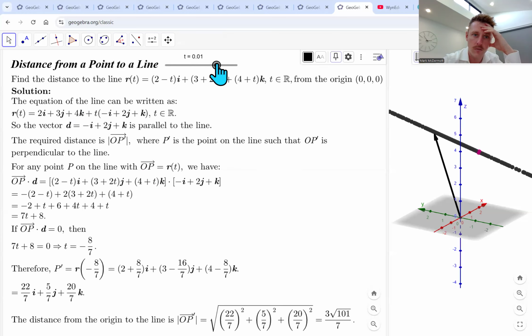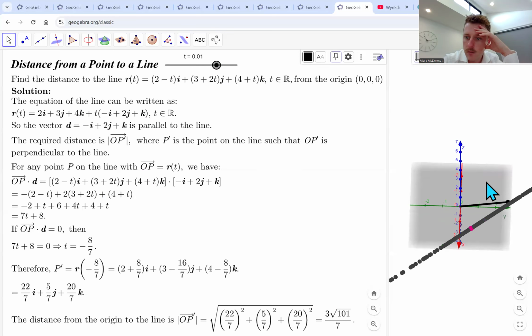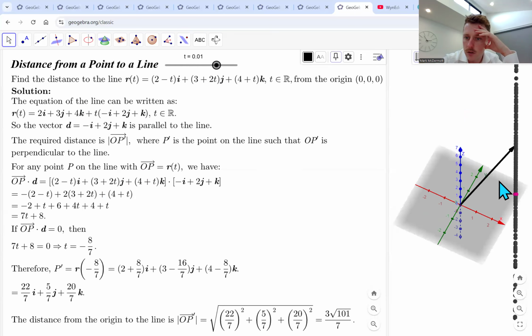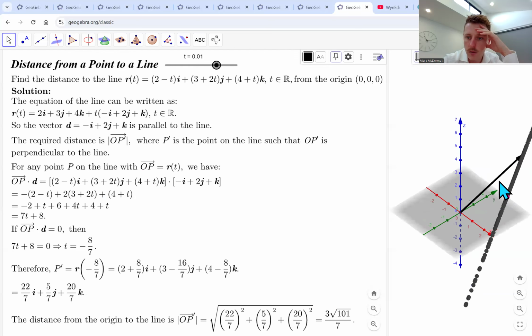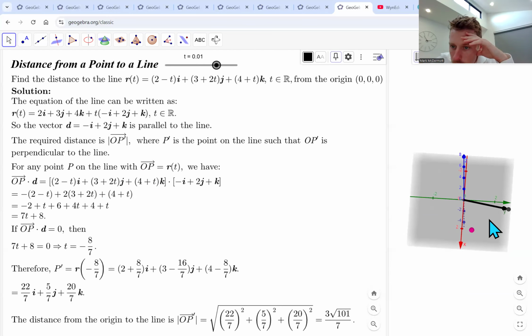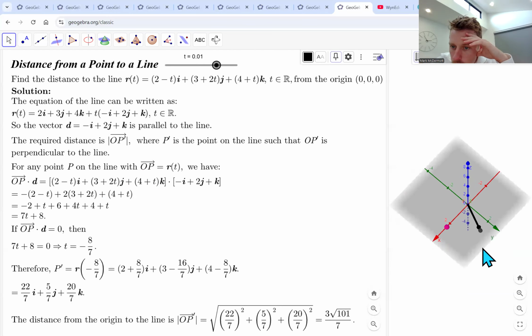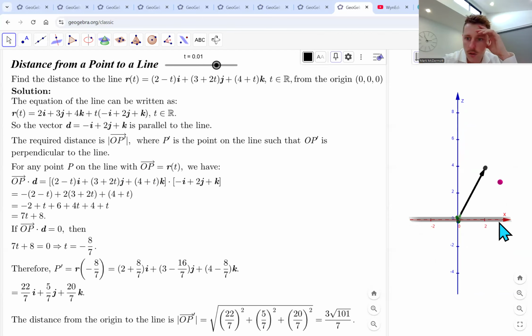Somewhere there. Then that point has an x coordinate of 2, if you can see that, a y coordinate of 3. It's a bit hard to see that, but it is a y coordinate of 3, trust me. And a z component of 4, right?